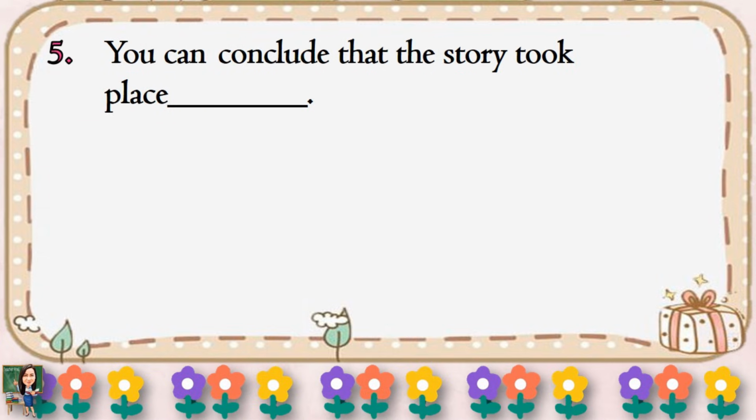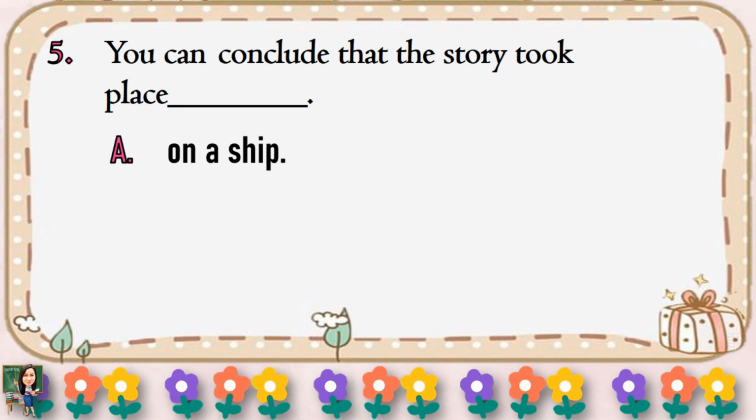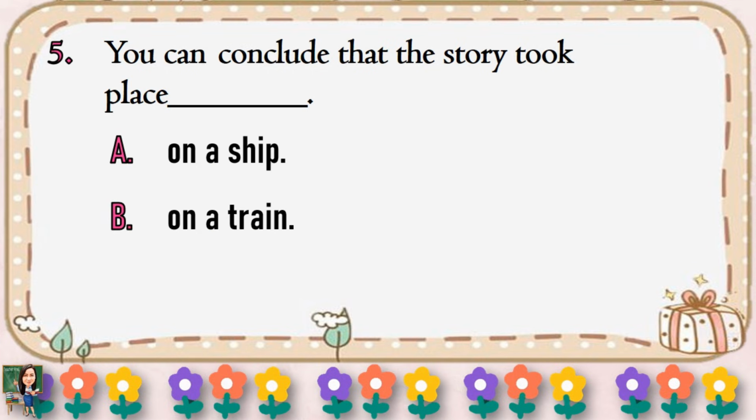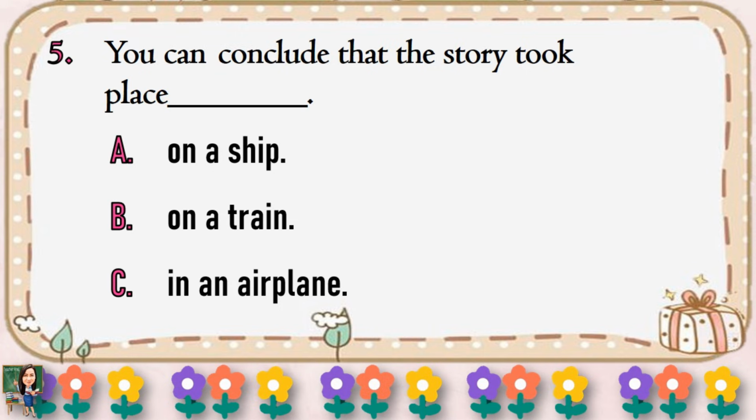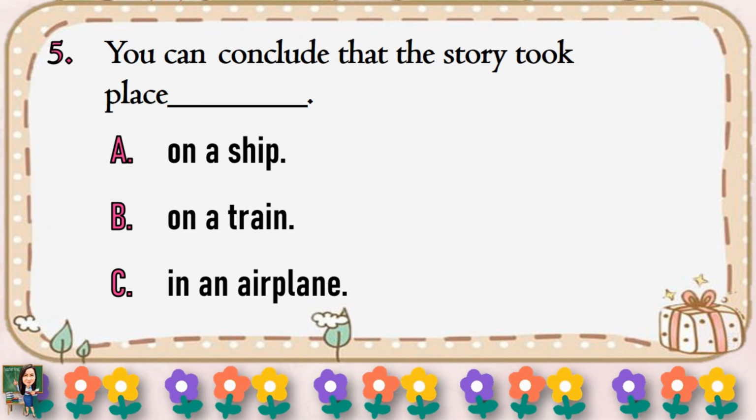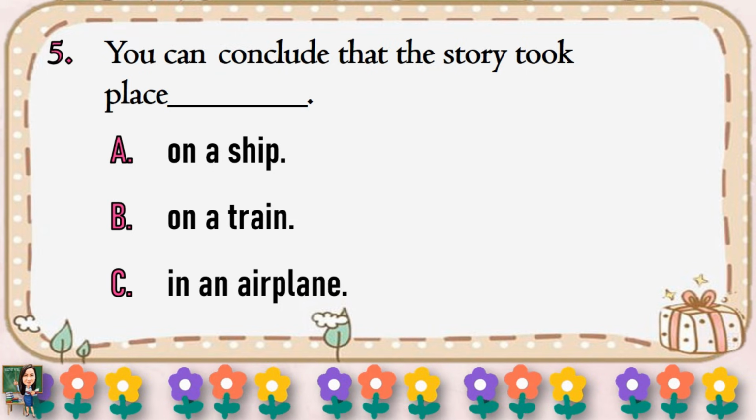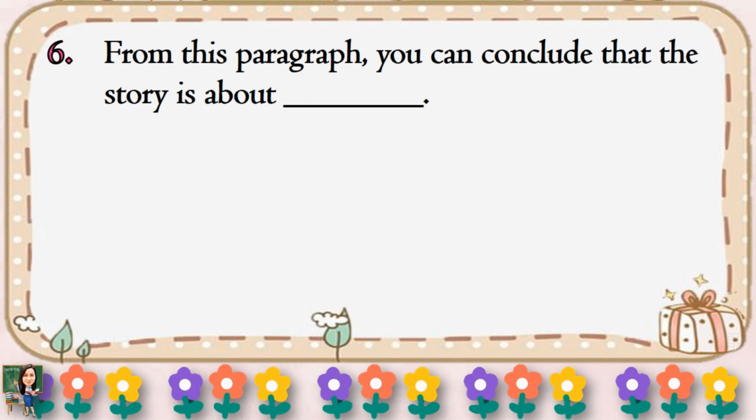Number 5. You can conclude that the story took place A. On a ship, B. On a train, or C. In an airplane. What is the correct answer? Very good. The correct answer is letter A. On a ship.